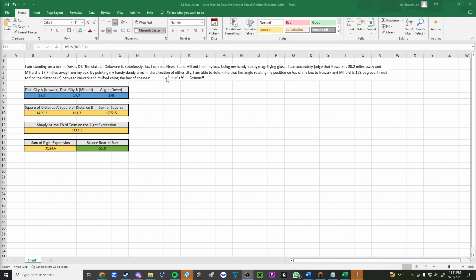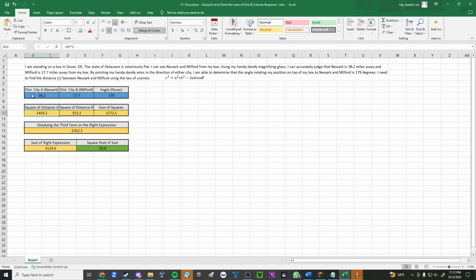So the law of cosines is c squared equals a squared plus b squared minus this third term, which is 2ab cosine theta. Alright, so we're going to put our knowns into this box that's blue. So the distance between city A, which is Newark, and Dover is 38.2 miles. The distance between Milford and Dover is 17.7 miles. And remember, using my handy dandy arms, I find that the angle is 179 degrees from my box in Dover, Delaware. The first step I'm going to do is square A and square B.